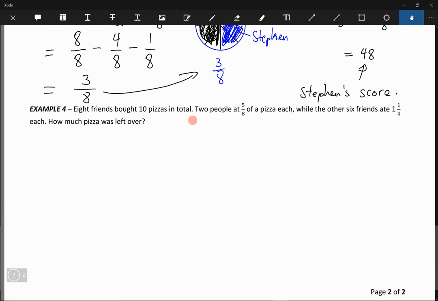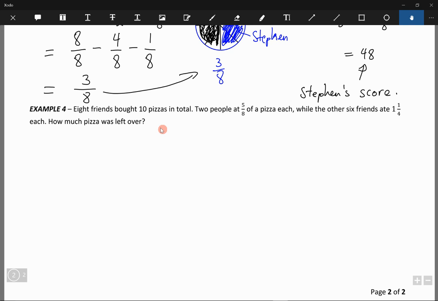All right, so my last example. So we have here 8 friends bought 10 pizzas in total. 2 people ate 5/8 pizza each, while the other 6 friends ate 1 1/4 each. How much pizza was left over? Ooh, okay, it's gonna be interesting.